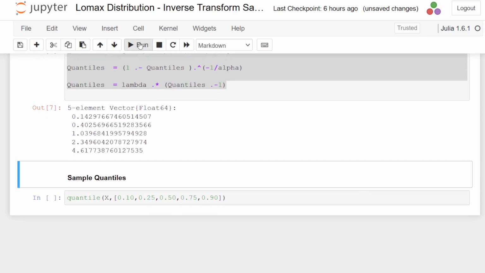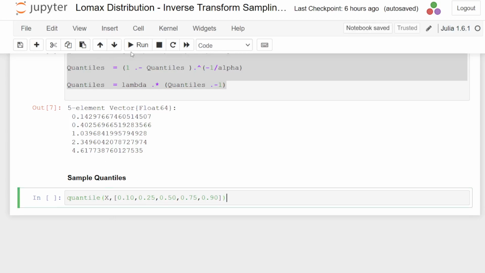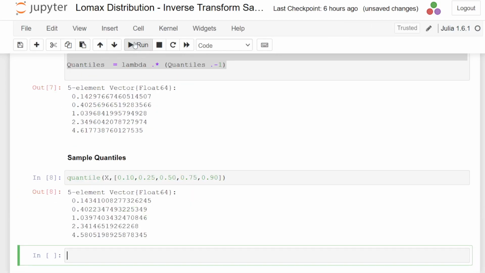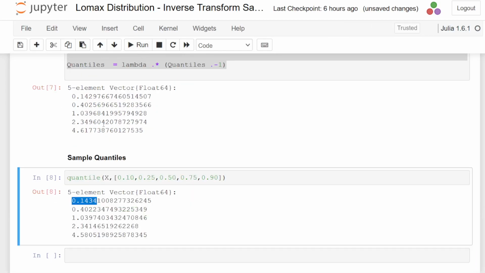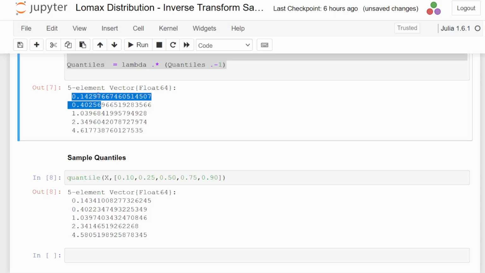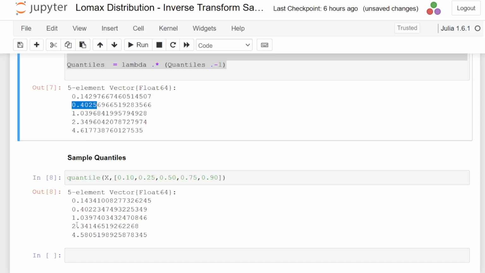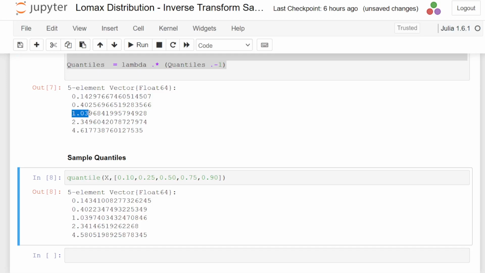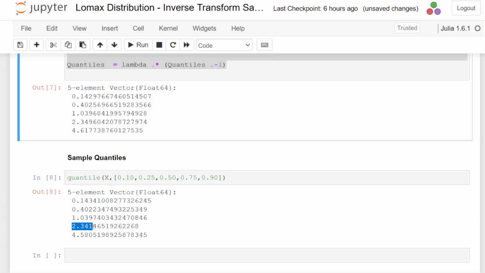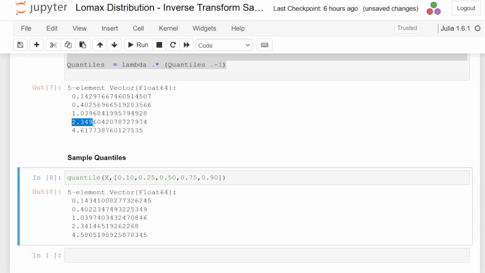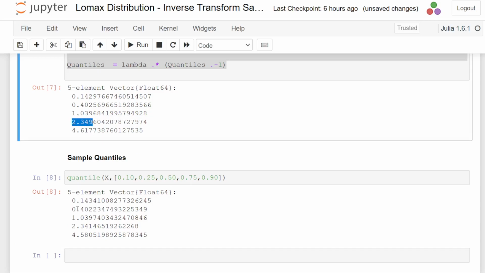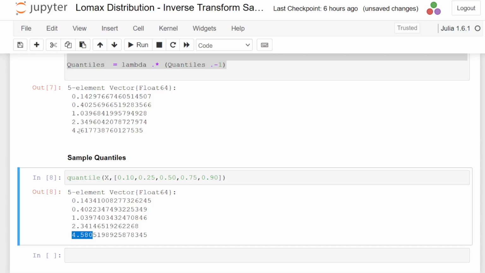And let's see what the sample quantiles work out to be. Let's run that. So 0.143, compare that to 0.1429. 0.422 compared to 0.4025. We know that the median is pretty good, 1.0397 compared to 1.0396, 2.341 compared to 2.349, close enough, and 4.580 compared to 4.611.